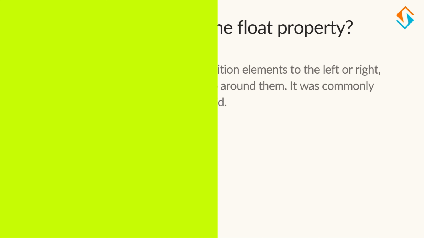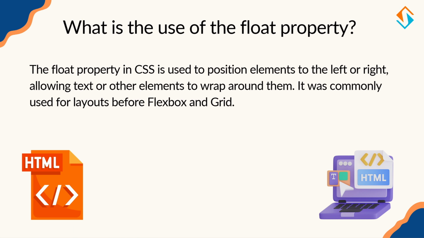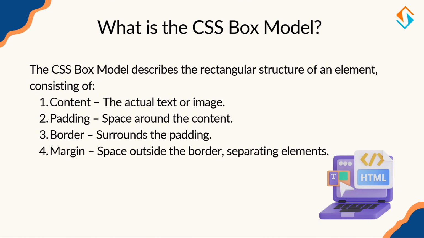Next is, what's the use of the float property? The float property is used to position elements to the left or right within their container. It was widely used before Flexbox and Grid came along. For example, if you want an image to be aligned to the left of a paragraph, you can use float left on the image. However, float can sometimes cause layout issues, so it is generally better to use Flexbox or Grid for layouts today.